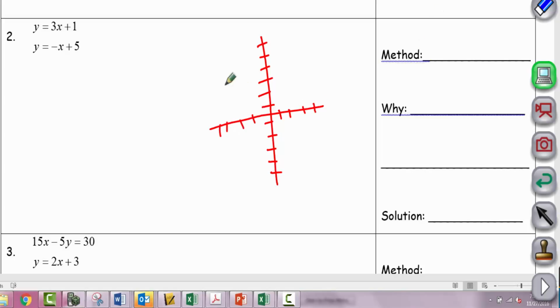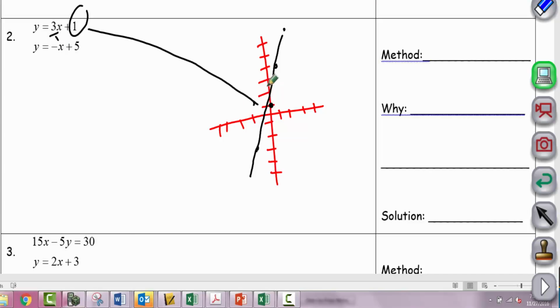So there's a quick graph. First one starts up at 1. It goes up 3, over 1, up 3, over 1. Then I could go down 3, over 1. So there's my first line. Starts with the y-intercept, always. Y-intercept goes there. And then use your slope second, 3 over 1.